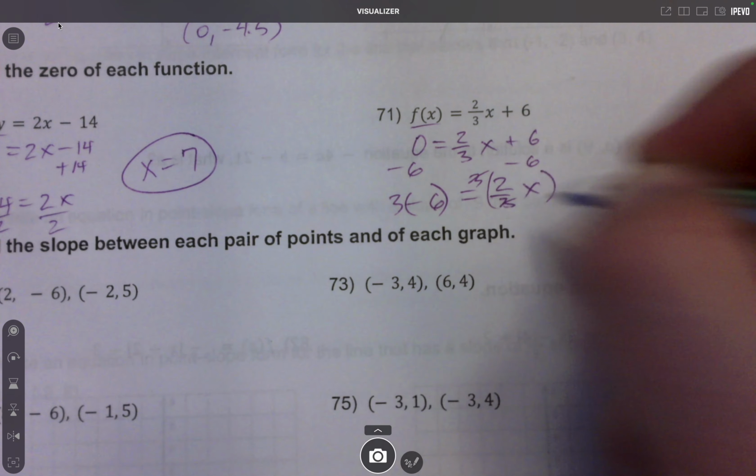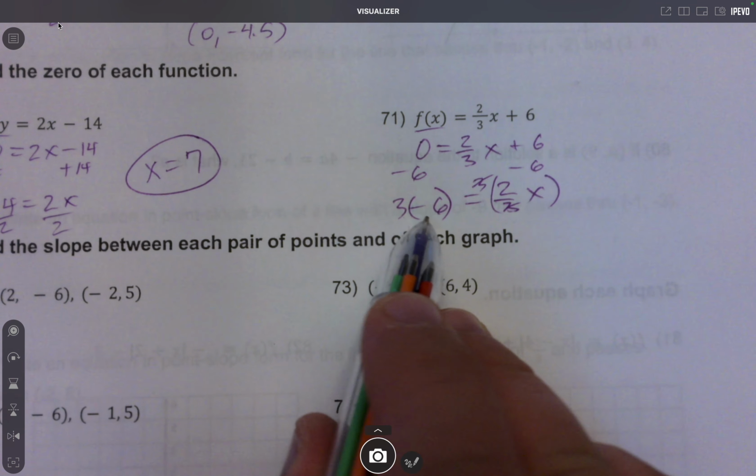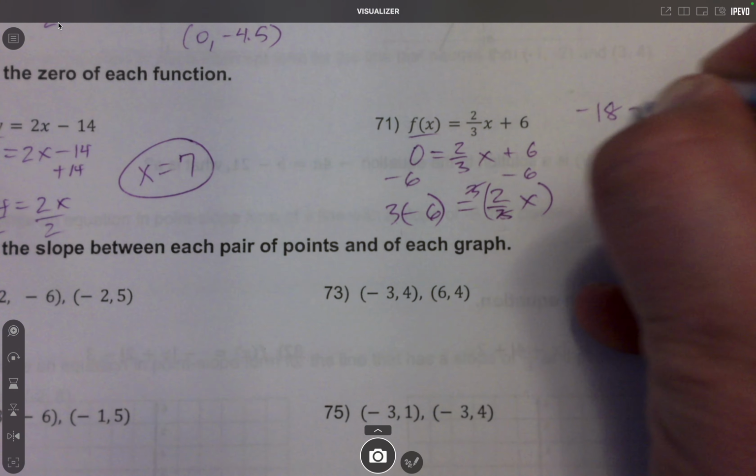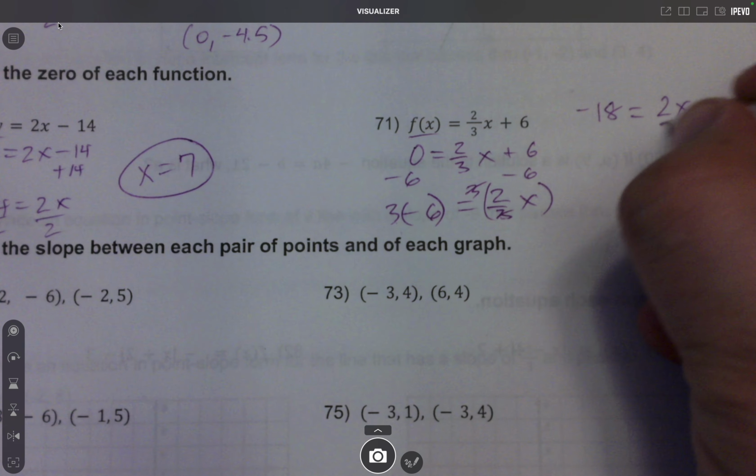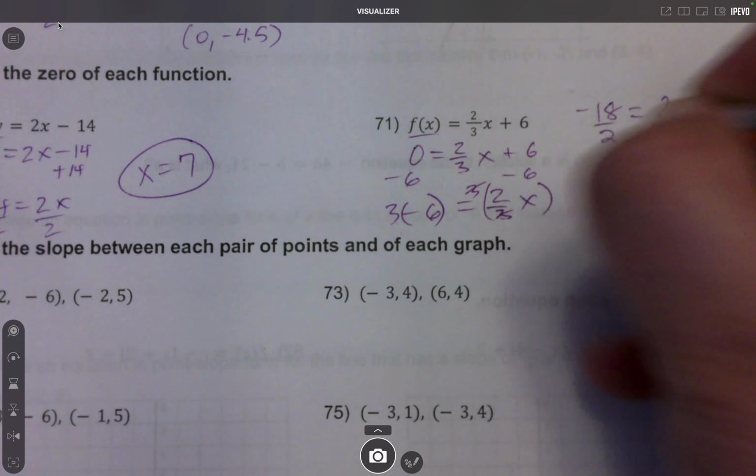So the 3's cancel. 3 times negative 6 is negative 18. And we get 2x on that side. Then divide both sides by 2. So we get the 0 of the function is negative 9.